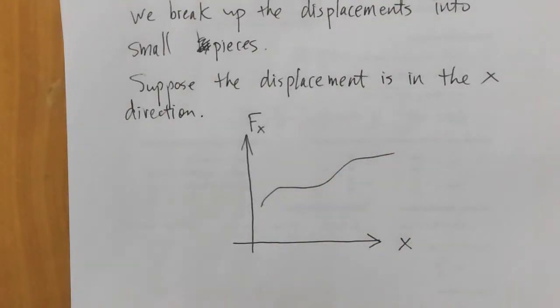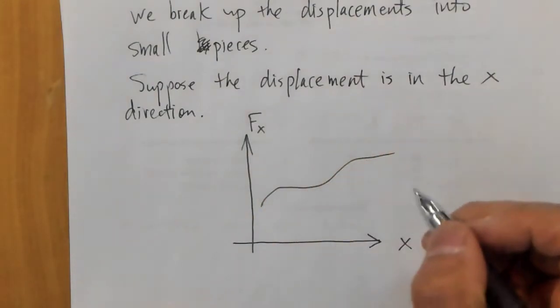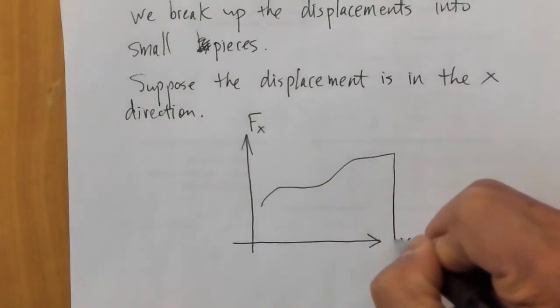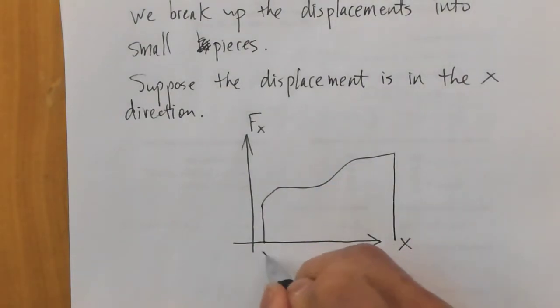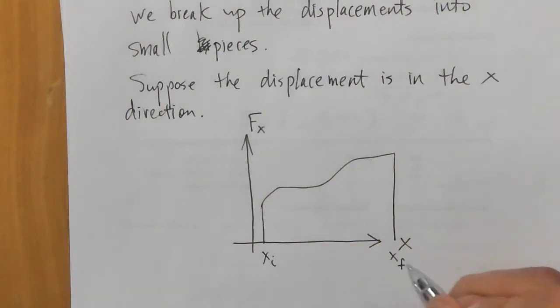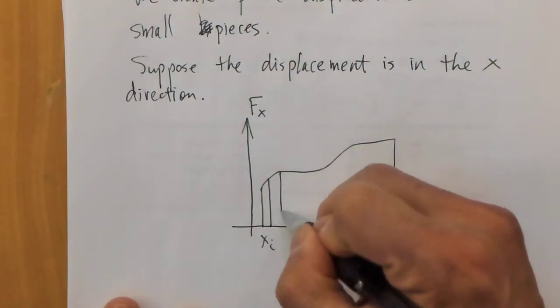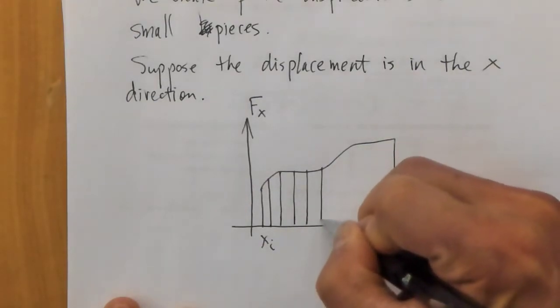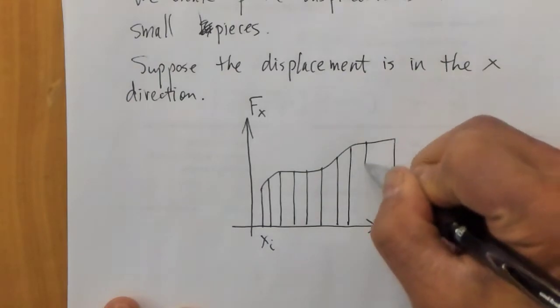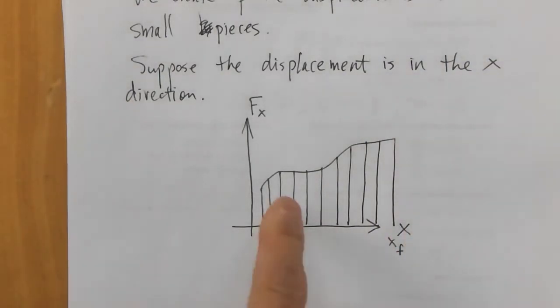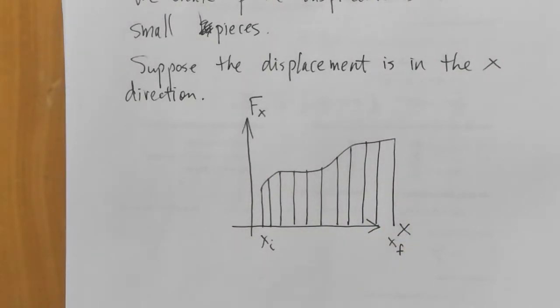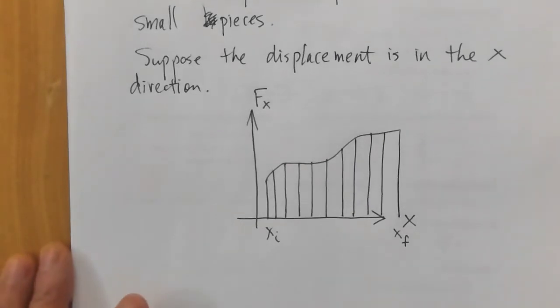What we're going to do to figure out how much work it does is go from, let's say, this initial point up to some final value over there. We break it up into little pieces like this, and then add up the work done for each little piece, because on each little piece the force doesn't change that much. This is how calculus works: you break everything up, and you take the limit as the pieces get infinitesimally small.